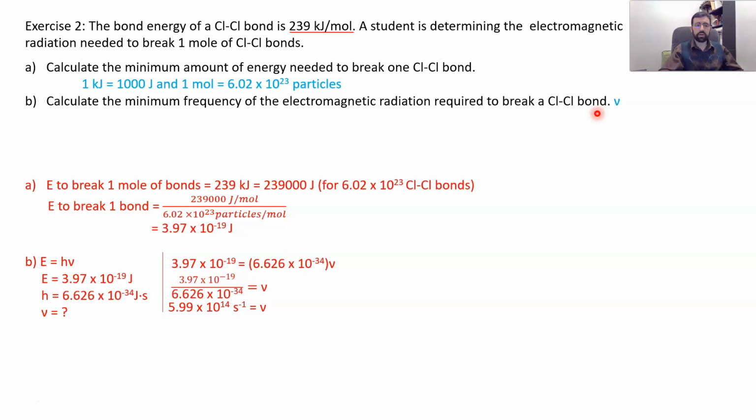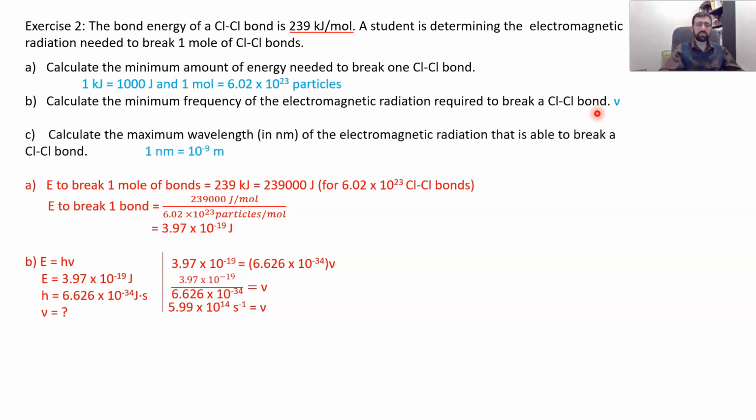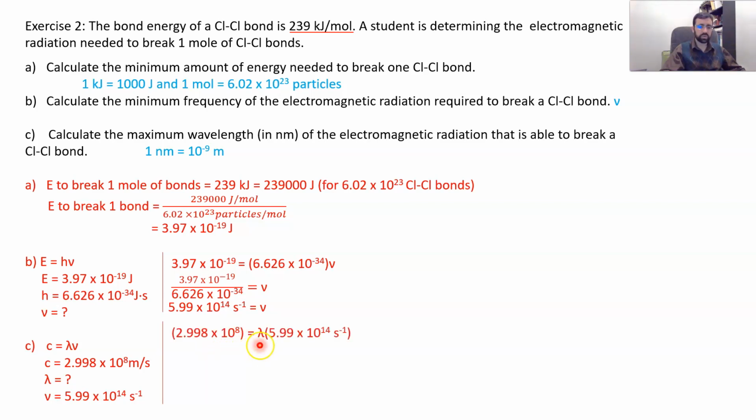Now it asks to calculate the maximum wavelength in nanometers of the electromagnetic radiation that is able to break a Cl-Cl bond. Well, we found the minimum energy, we found the minimum frequency. The maximum wavelength is going to be the wavelength that corresponds to the frequency that we just found. We can find that by using c equals lambda nu. So the speed of light is 2.998 times 10 to the 8th meters per second. Wavelength is unknown, and the frequency we just found is 5.99 times 10 to the 14th inverse seconds. Now let's set up our equation. c is 2.998 times 10 to the 8th, we put that on the left, equals lambda, our unknown, times 5.99 times 10 to the 14th inverse seconds. And you don't have to put the units there. I left them there by mistake.